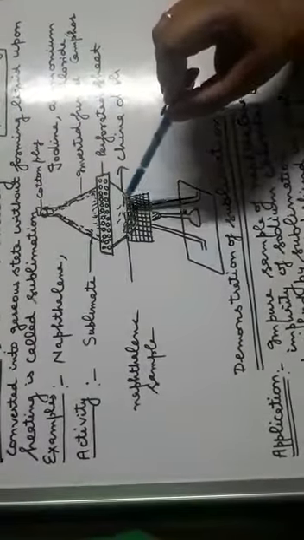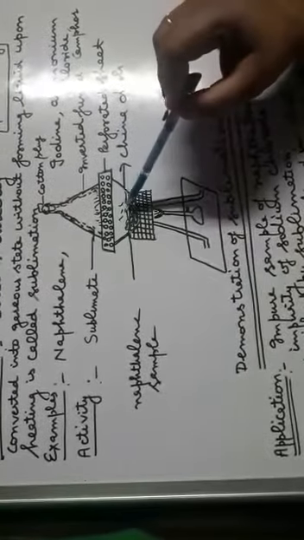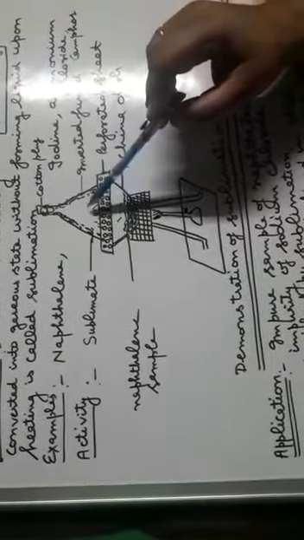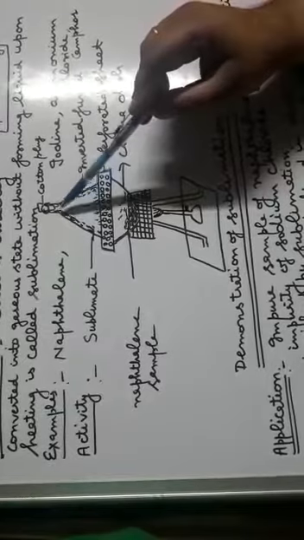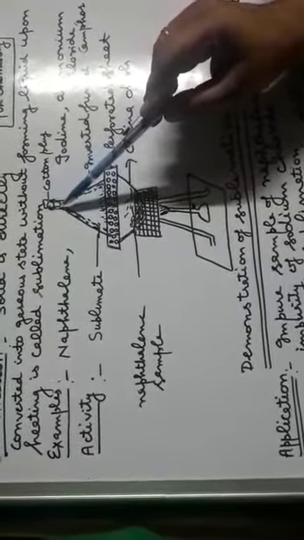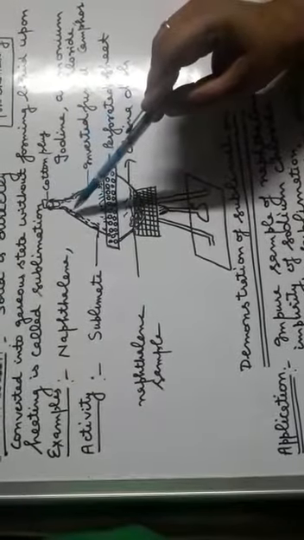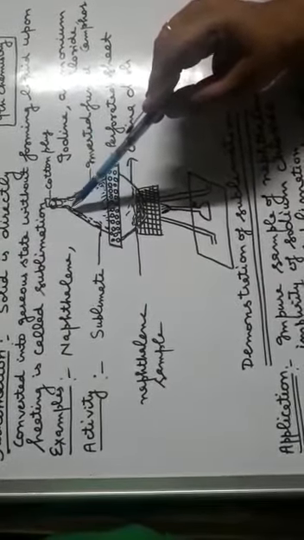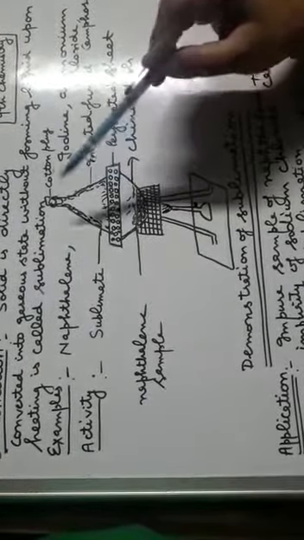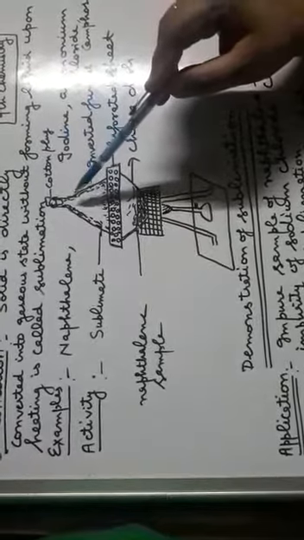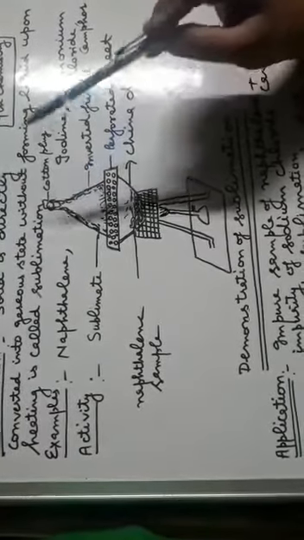When we start heating the naphthalene sample, what do you observe? The solid is directly converted into vapors, and the vapors, instead of going outside, stick on the walls of the inverted funnel. Here you can see the naphthalene vapors stick, and upon cooling they get converted into solid form. So we can scrape it.